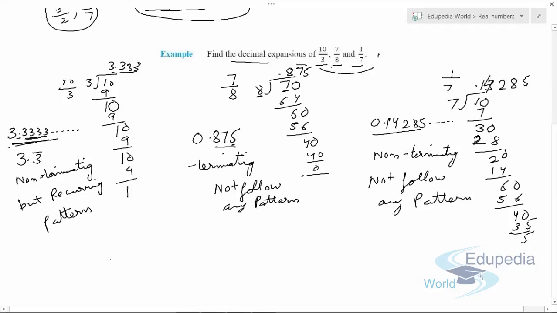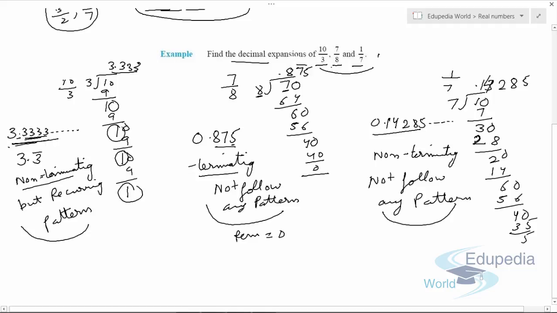So we can broadly classify that we have 3 different kinds of cases. In one, we have remainder as 0, and we have a terminating number, and they do not follow any pattern. And in one, we have non-terminating, meaning we have a remainder which is repeating every time. The remainder is repeating. See, 1 1 1. So the remainder is repeating every time, but they follow a kind of pattern.